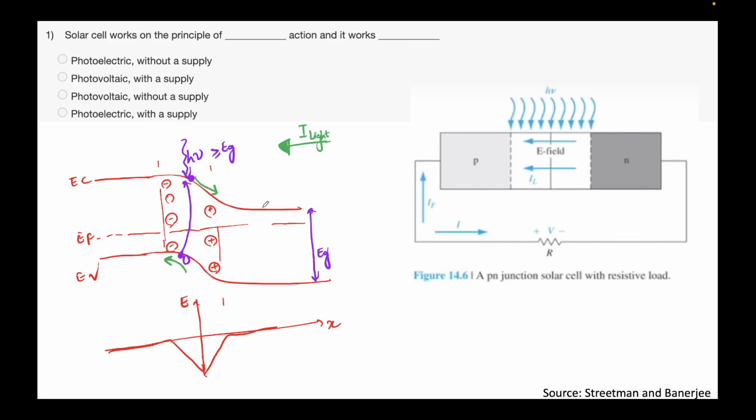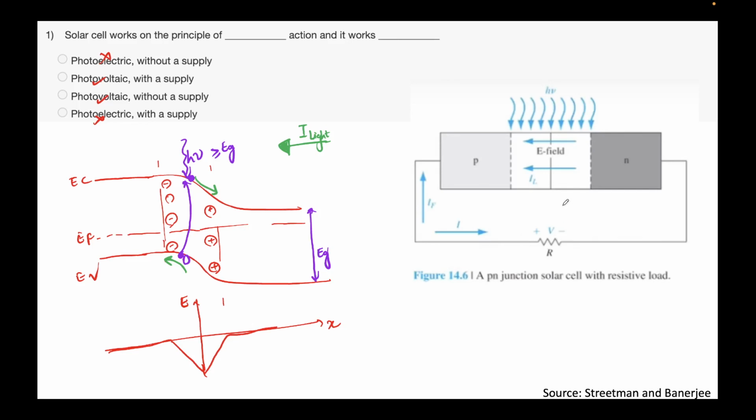There are devices, but not for solar cell. So solar cell works on the photovoltaic principle. And as we notice, it does not need any external electrical supply. A load is there, you can supply it, but it does not necessarily need to, and otherwise it would be useless.